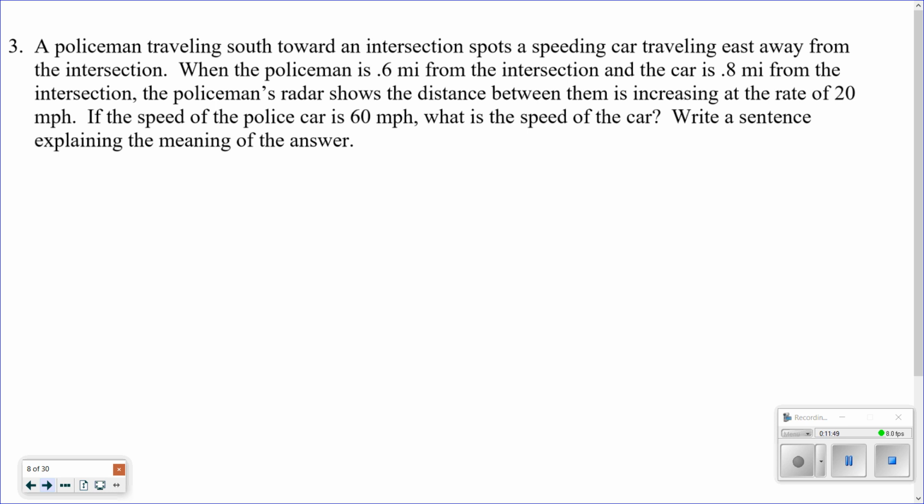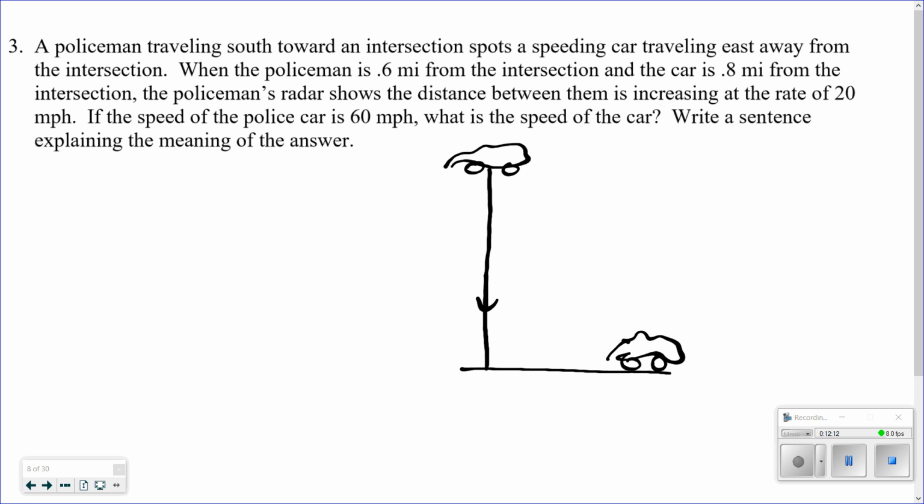Confusing, right? But let's draw a picture to help make sense of it. You've got the one police car up here. There's my police car. It's traveling south down to here. And then you have another car that's traveling east, so say it's going in this direction over here. It's a very nice car. It's traveling that way.